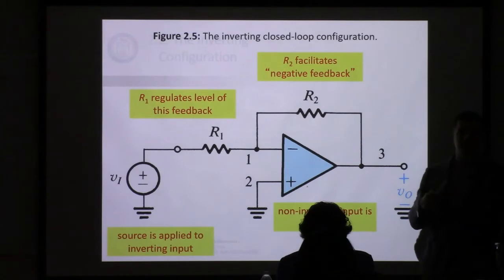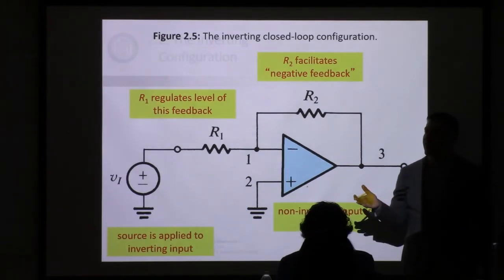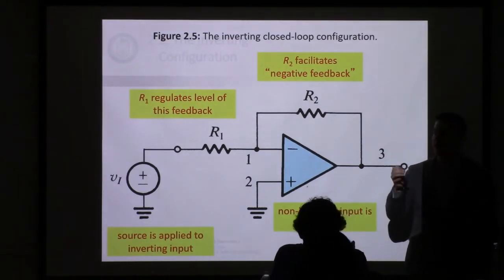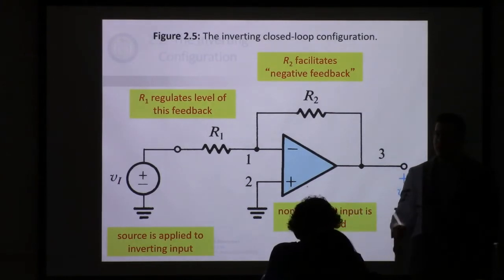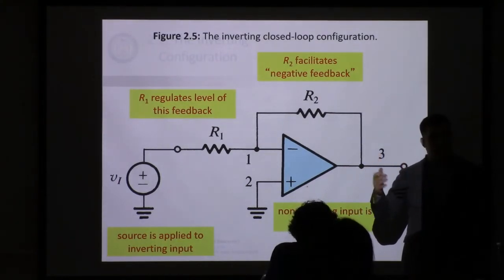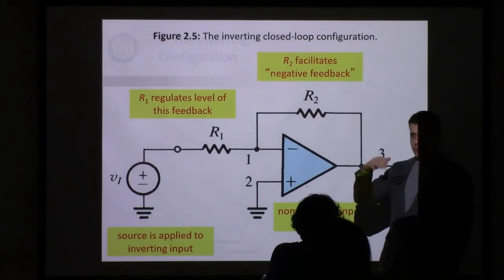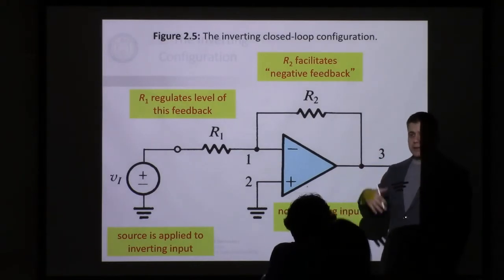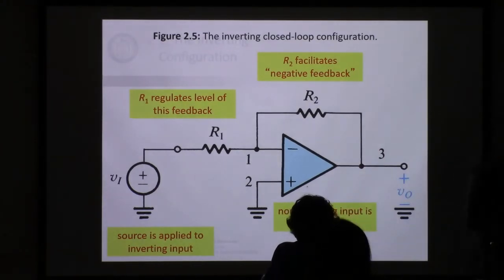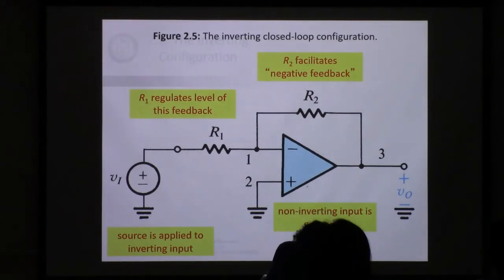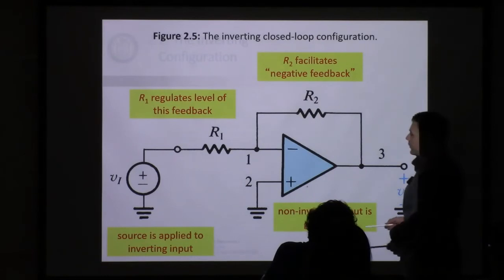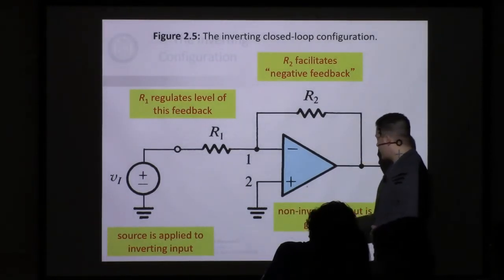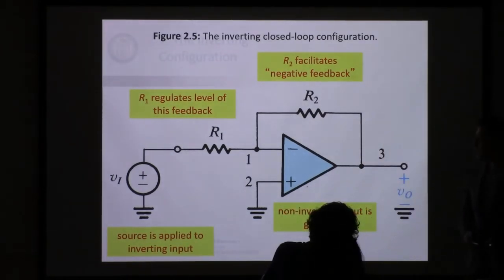And this makes sense if you think about the gain expression for an inverting op-amp, negative R2 over R1, right? R2, a higher value, means more negative feedback. You get a more negative value. R1 is in the denominator, and it regulates the level of feedback. And then the other stuff, right? Obviously, the source is applied to the inverting input for the inverting op-amp, and the non-inverting input is going to be grounded.